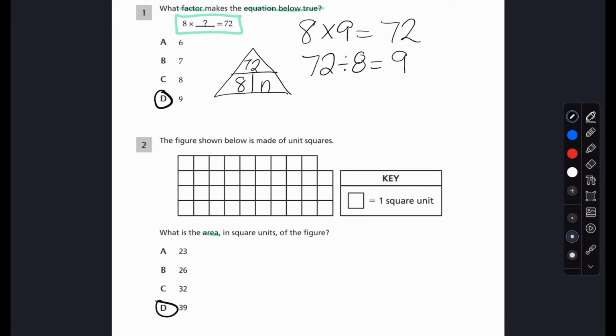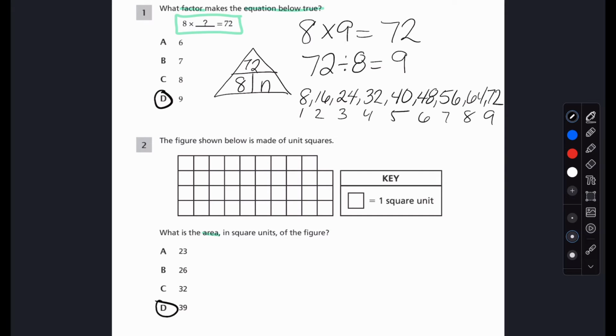That works. Other things I've seen kids do, I've seen some kids just skip count all the way until they get to 72. You can do this. It does take a little bit more time though, but you can count until you get to 72 and then figure out, well, how many times did you have to count 8? 1, 2, 3, 4, 5, 6, 7, 8. There were 9 groups of 8. So that's another thing you could do.